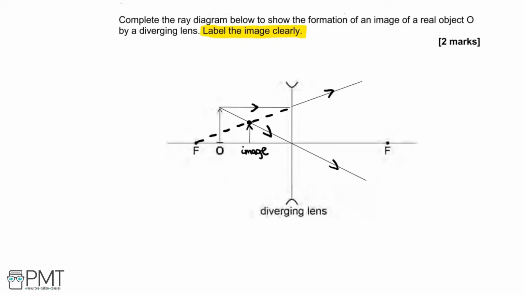So in terms of mark allocation, you get the first mark for correctly drawing one of the 2 rays, doesn't matter which one. And then the second mark requires a bit more work. Firstly, you need to correctly draw the second ray. You also need to draw the image correctly and label it, as I've done. So 2 marks there.